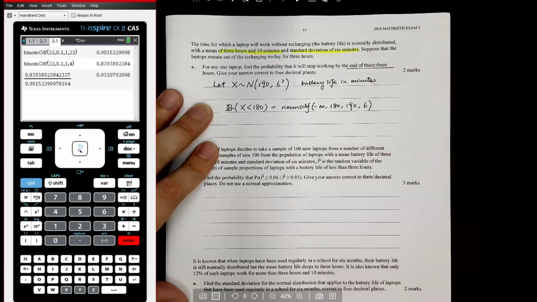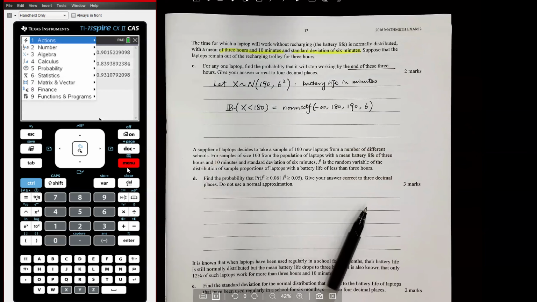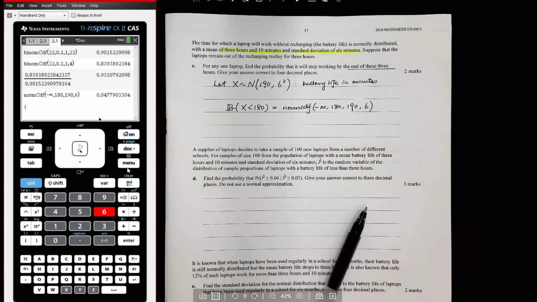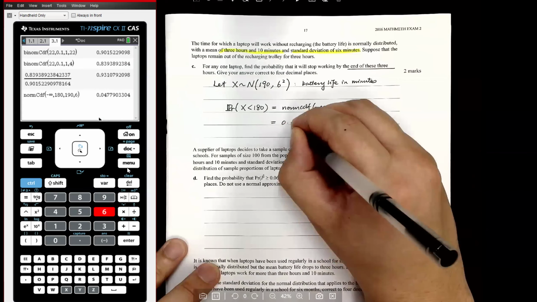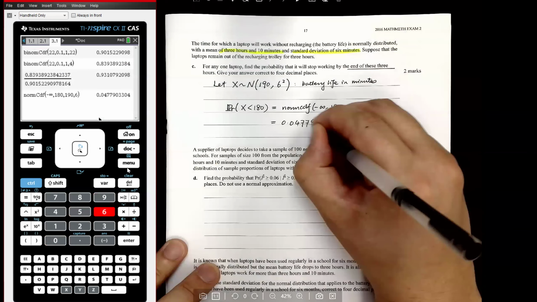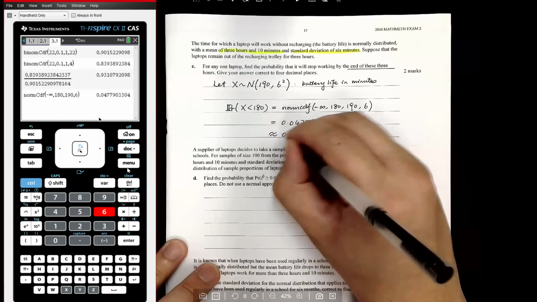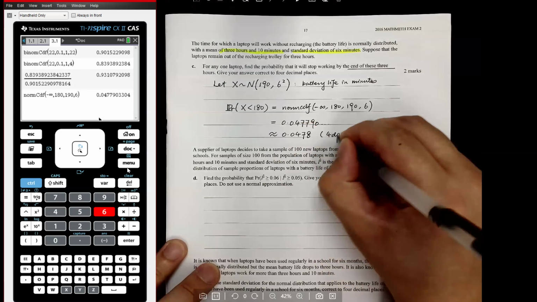And for those of you using ClassPad, it's the other way around, okay? They want you to fill out the standard deviation first, then the mean value. And I'm going to use the norm CDF. Menu 552, minus infinity, 180, 190, 6. So the answer will be 0.04779..., rounded to 4 decimal places, so 0.0478, 4 decimal places. Okay.